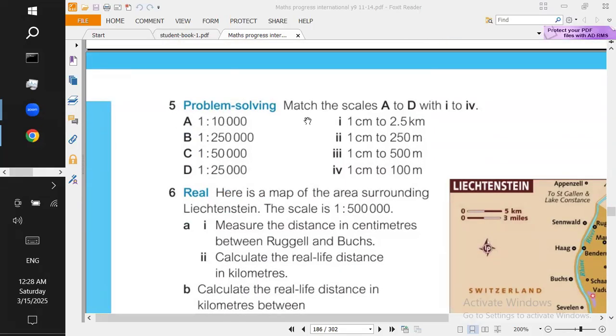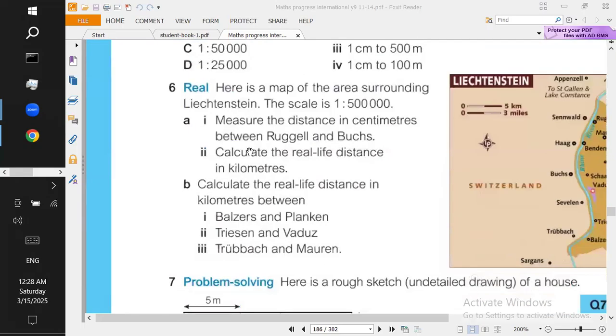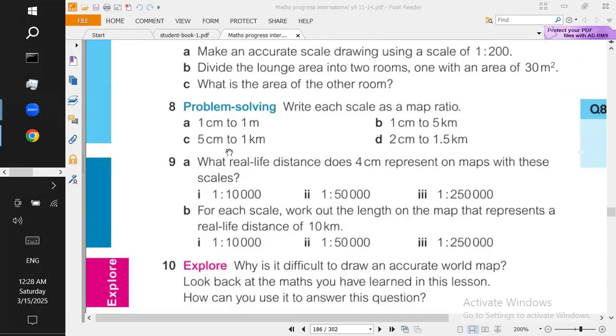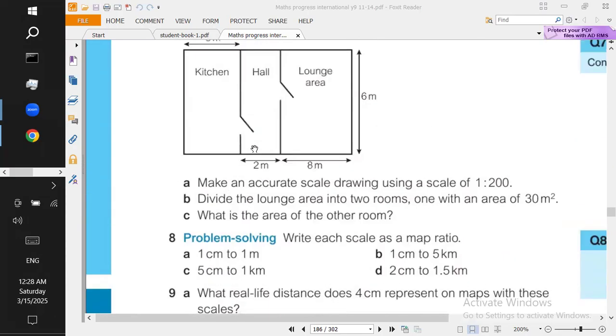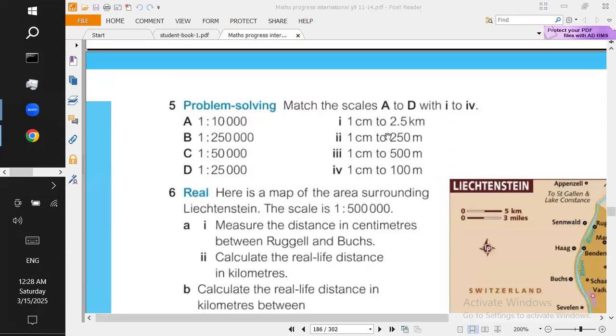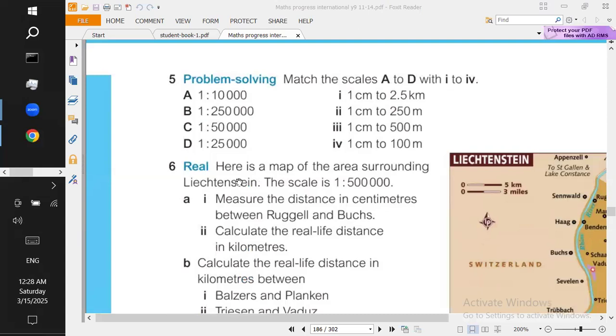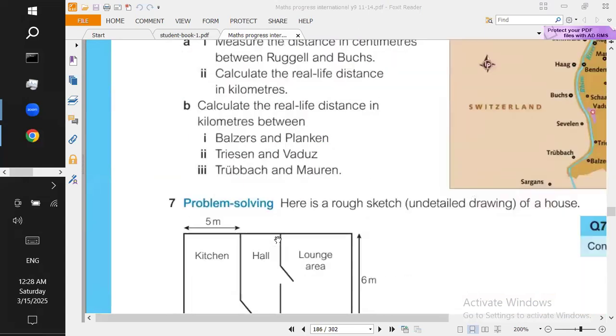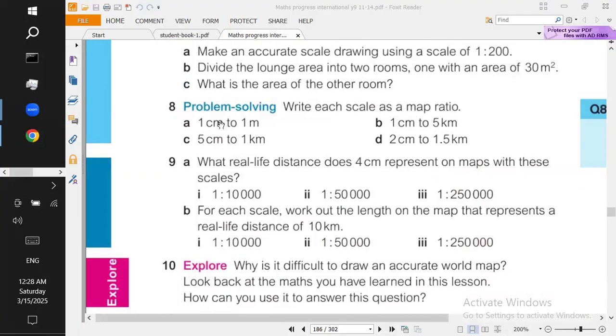Next question here is the same idea. We have the scale, we have the centimeter and the kilometer. They need you to match this with these. Now, let me show you how you turn these into a map scale. This is very important. You have to understand it. And then we will talk about writing these as a map ratio. Same idea. This one and the one down are the same. So basically, let's answer the ones down because they have the same ideas. Let's answer these ones, write these as a map ratio.